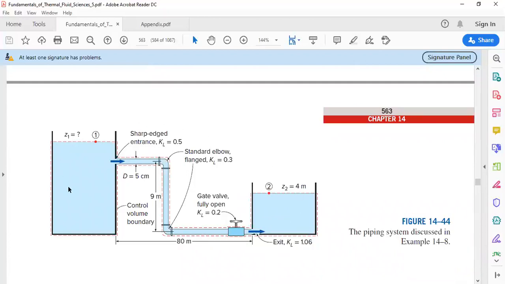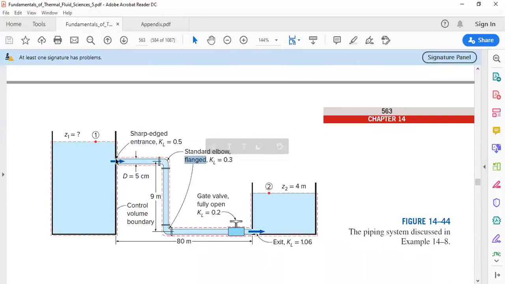So it's obviously an energy equation problem. We have the length of the pipe, the flow rate of the water in the pipe, and the elevation of the bottom reservoir. Here we have components: this is a gate valve, fully open, and here are two elbows, which are standard and flanged.